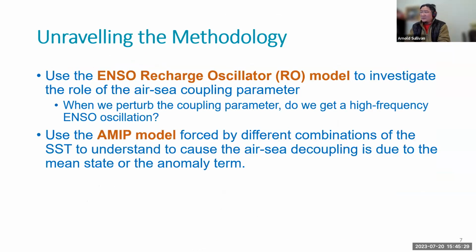So in this research, we use two models to do some experiment runs to try to understand. The first one is to test whether this ASC decoupling is the one that causes the biennial behavior. The others are to check whether it's because of the model mean bias, or maybe because of some nonlinear term or anomaly term that causes that.